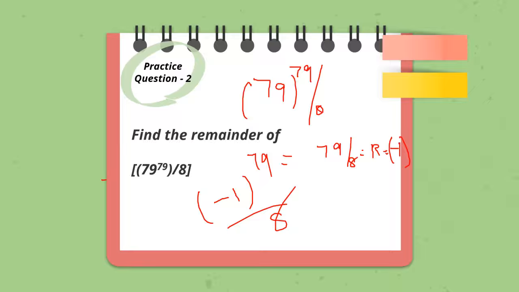So here it is actually minus 1, so we'll go for the positive remainder. 8 minus 1, 7 will be your answer. The correct answer is 7.